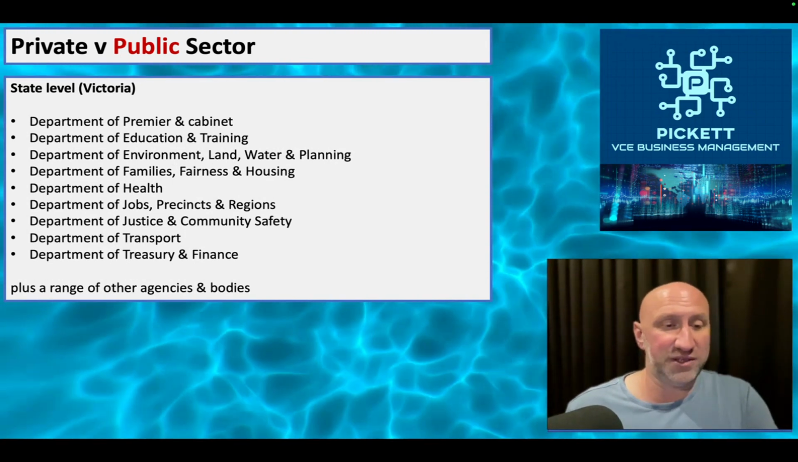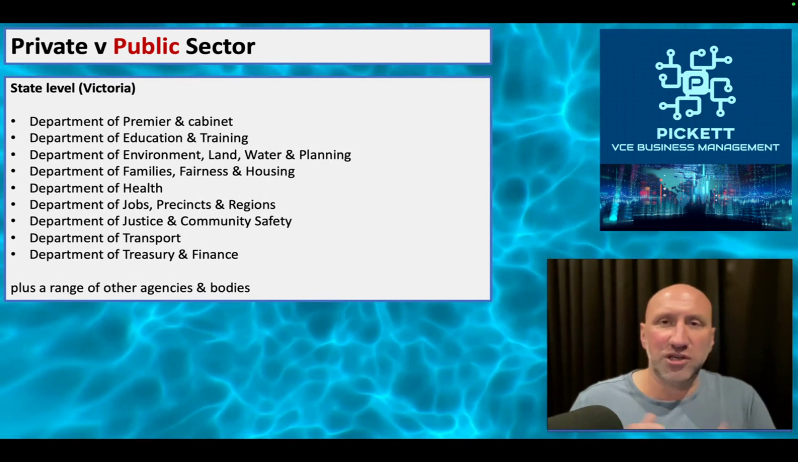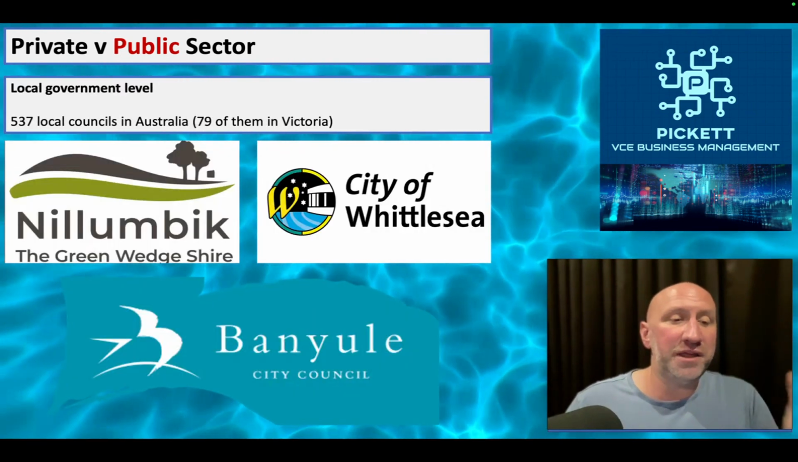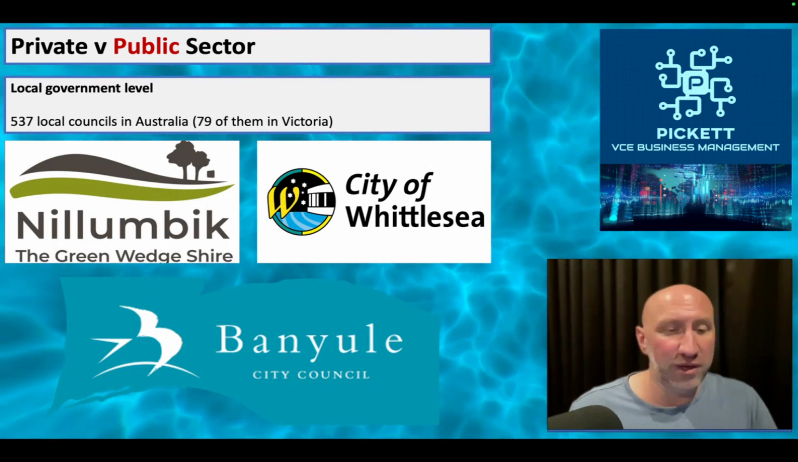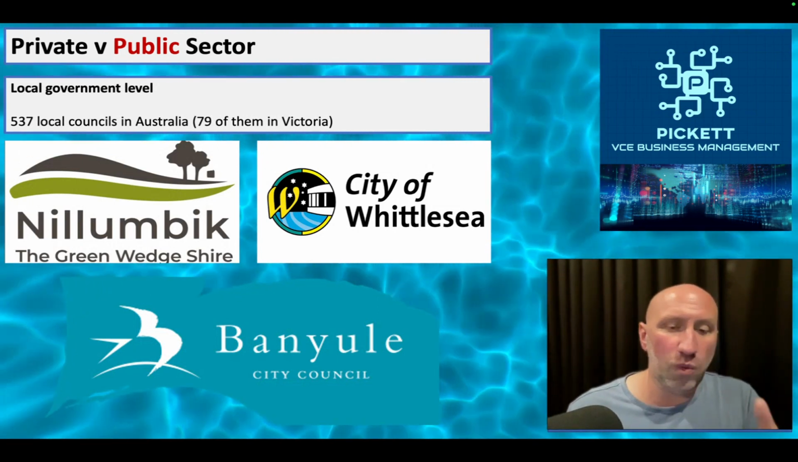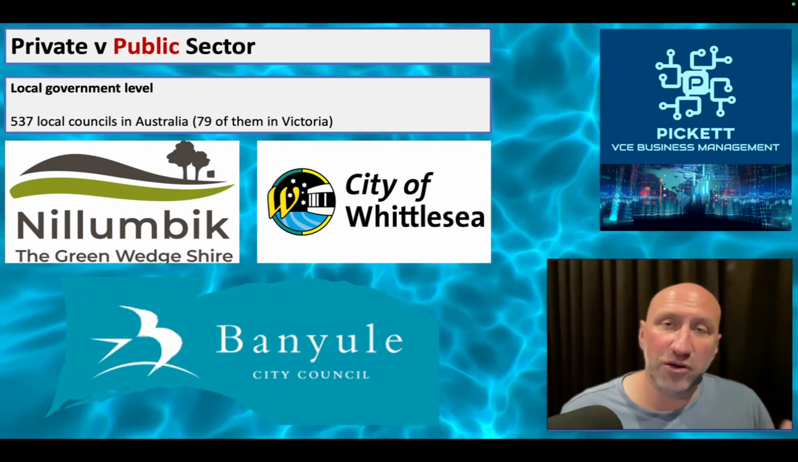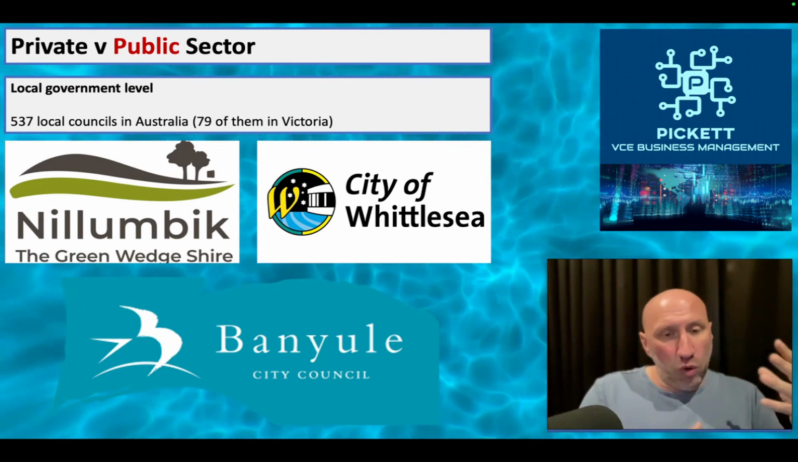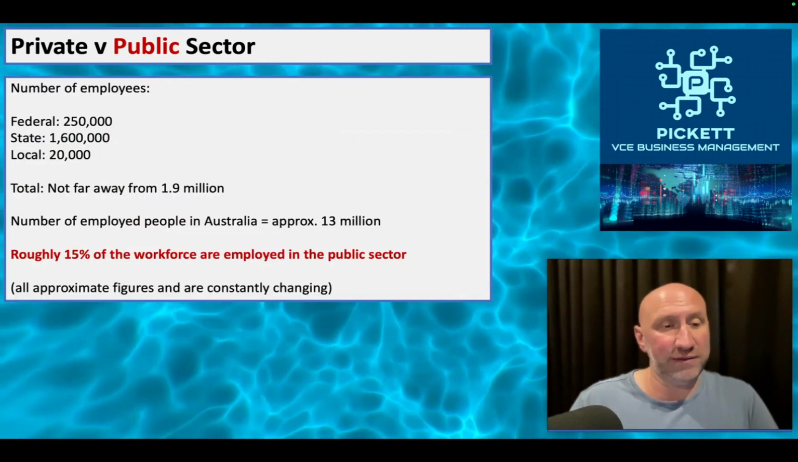So Department of P&C, Department of Education and Training, so on and so forth. And then again, there's a range, lots and lots of other agencies and bodies that sit outside of that. And then, of course, we have local government. So Nillumbik, City of Whittlesea, Banyule, most of you will live in one of those 3, I would imagine. There's 537 local councils in Australia, 79 of those are in Victoria. So all of that stuff we just looked at is the public sector, okay?